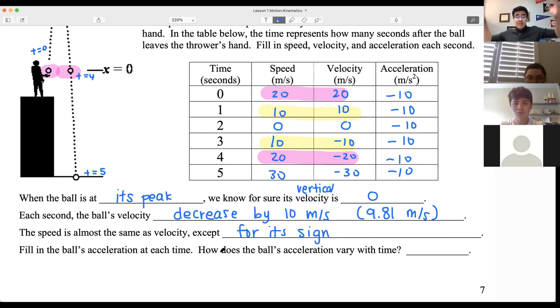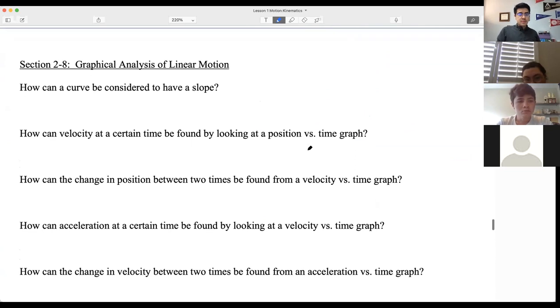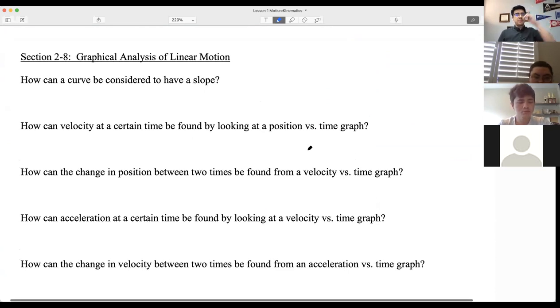Right, and how does the ball's acceleration vary with time? In Physics 1, it's UAM, uniformly accelerated motion, so it doesn't. Yes? Okay, so then we're going to analyze all these motions.